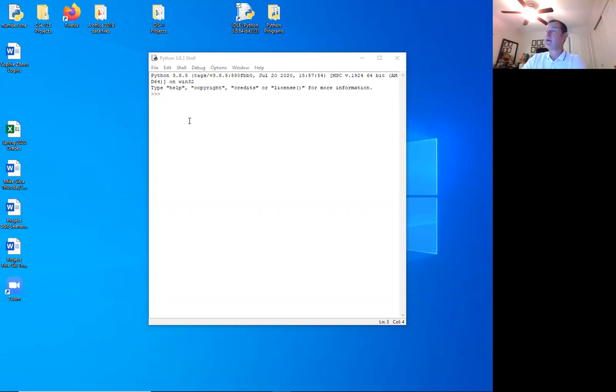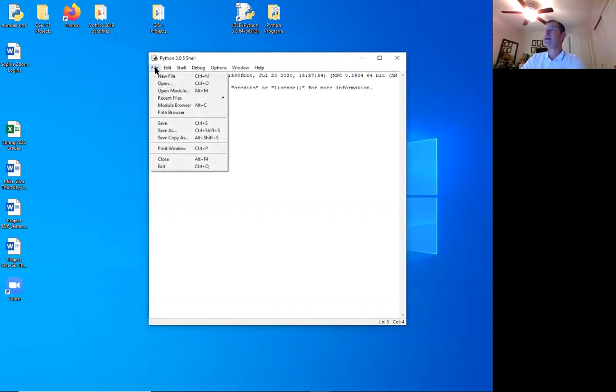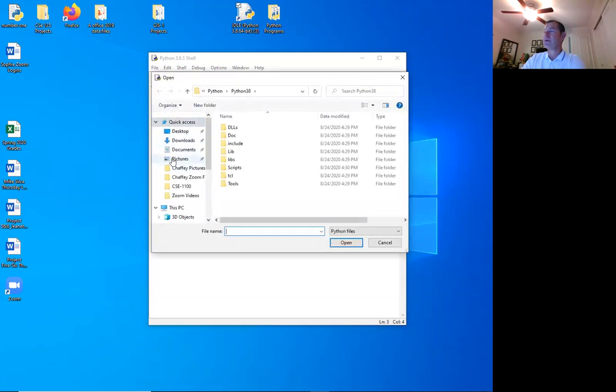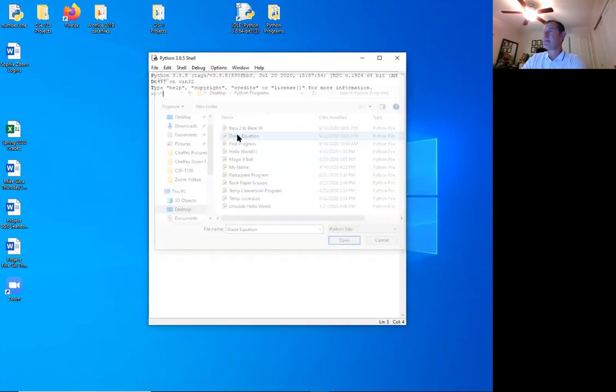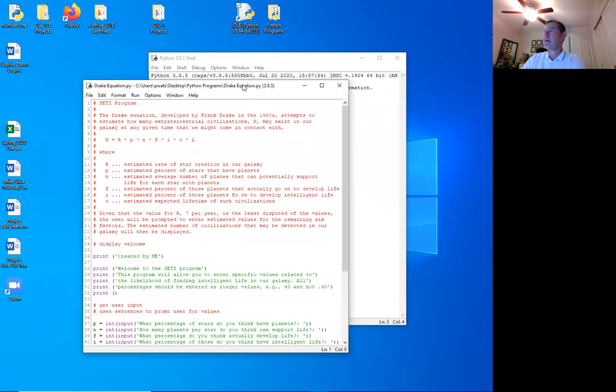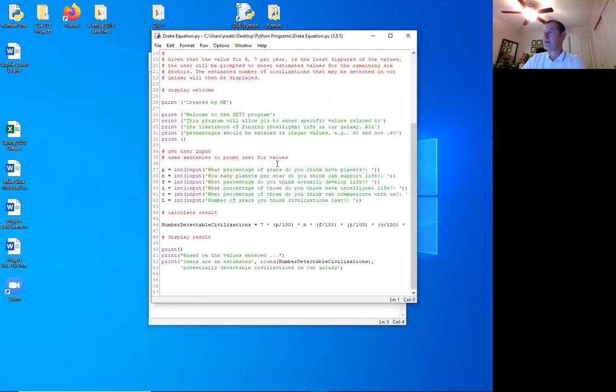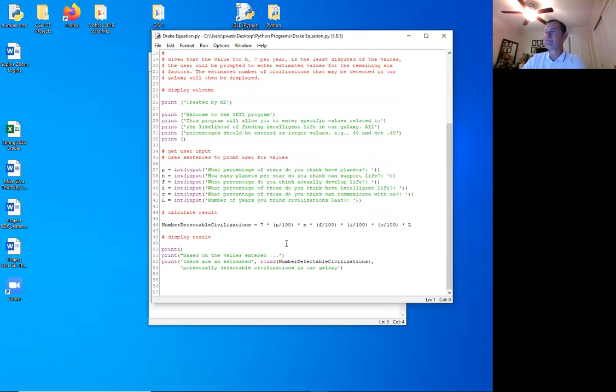There I am. Okay, so here I was, and I said that we were talking about the Drake equation. And let me make this a little bit wider. There we are. So the last thing I talked about was the round function. And the round function basically rounds it to the nearest value.